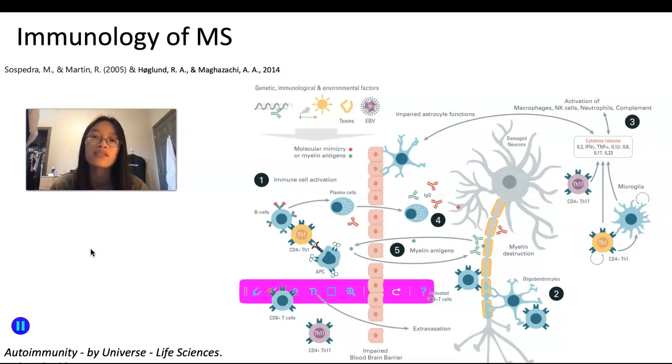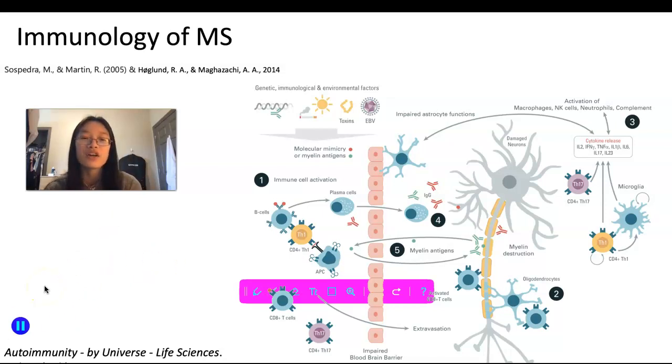As the oligodendrocytes are broken down and degraded, scar tissue will start to appear, and this will lead to plaques on the axons, or sclerosis. This happens on multiple axons, which ultimately leads to multiple sclerosis.